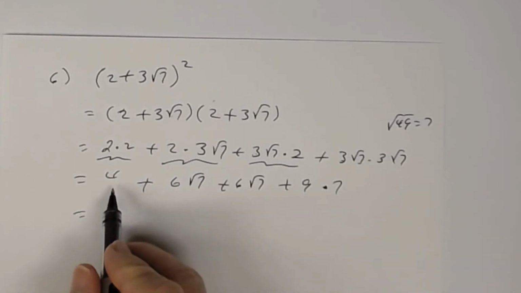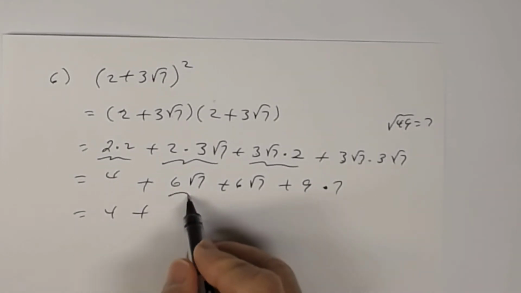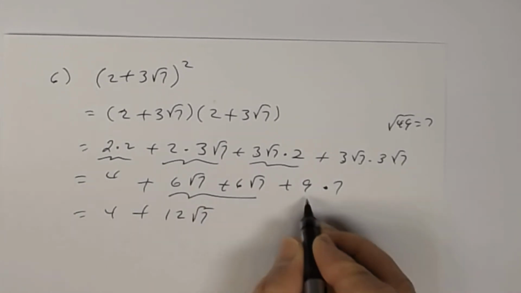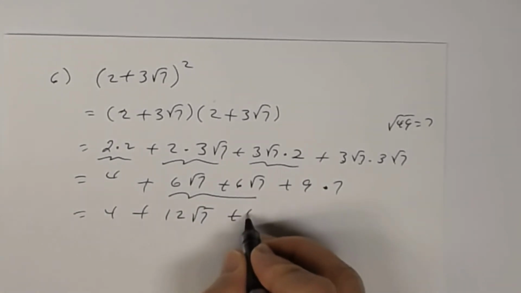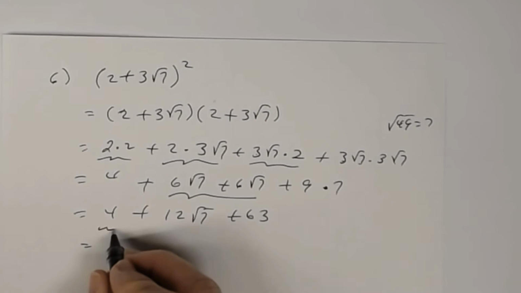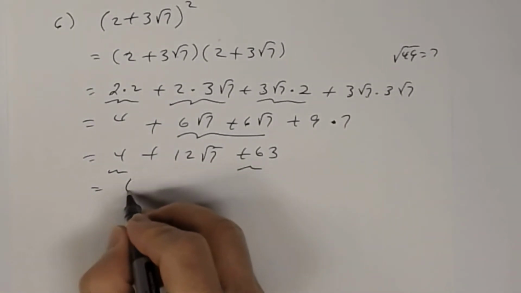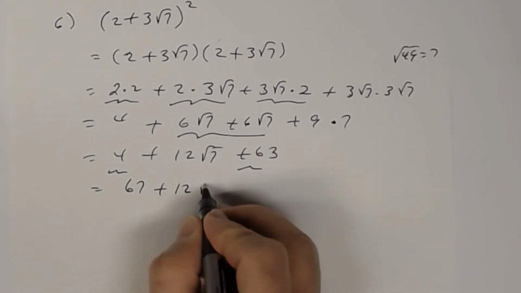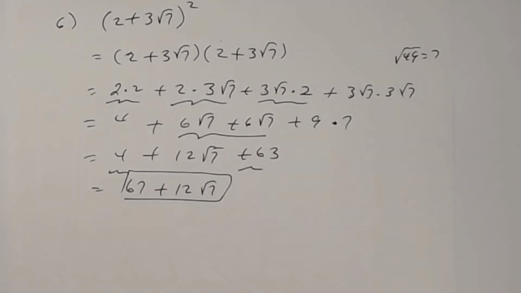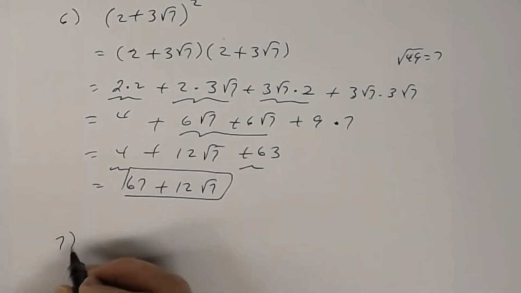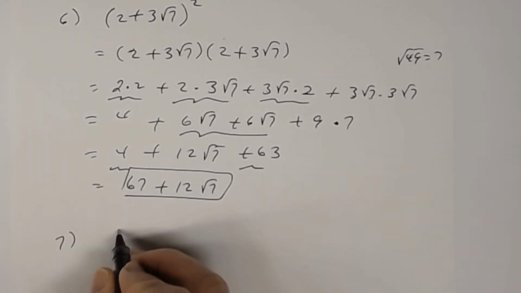So now I get 4 plus 6 square root of 7 plus another 6 square root of 7 is 12 square root of 7. 9 times 7 is 63. And so 4 plus 63 is 67. So you get 67 plus 12 square root of 7. All right, so that's number 6. Let's look at number 7. Suppose we had this one for number 7.